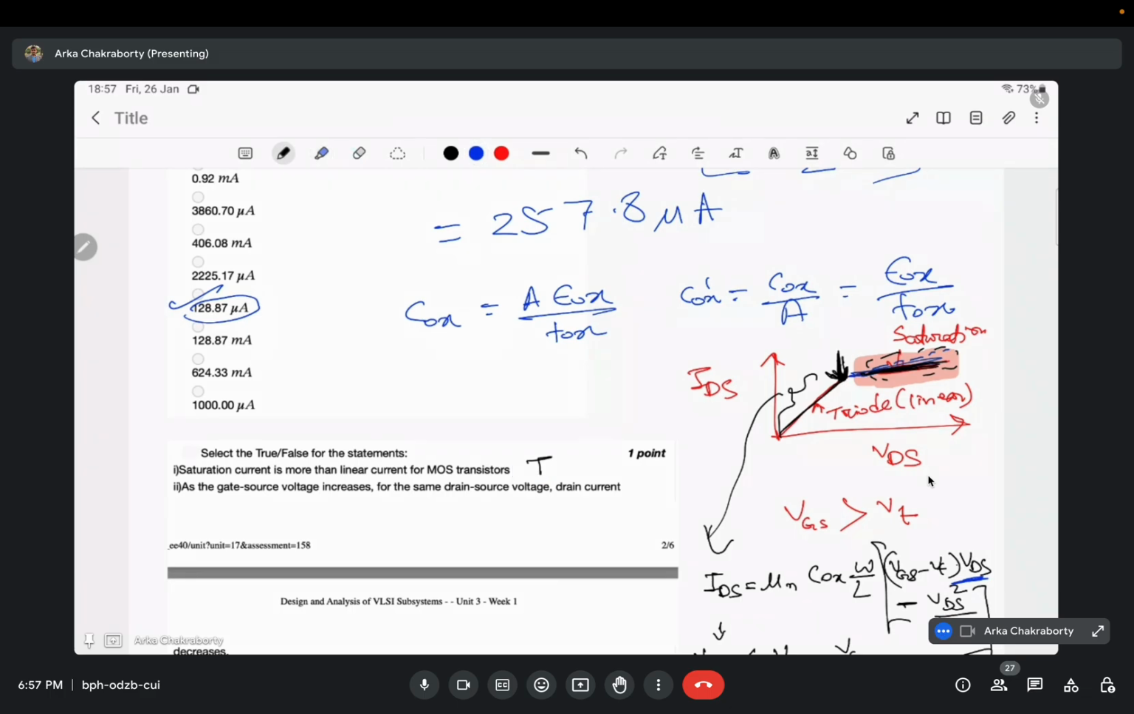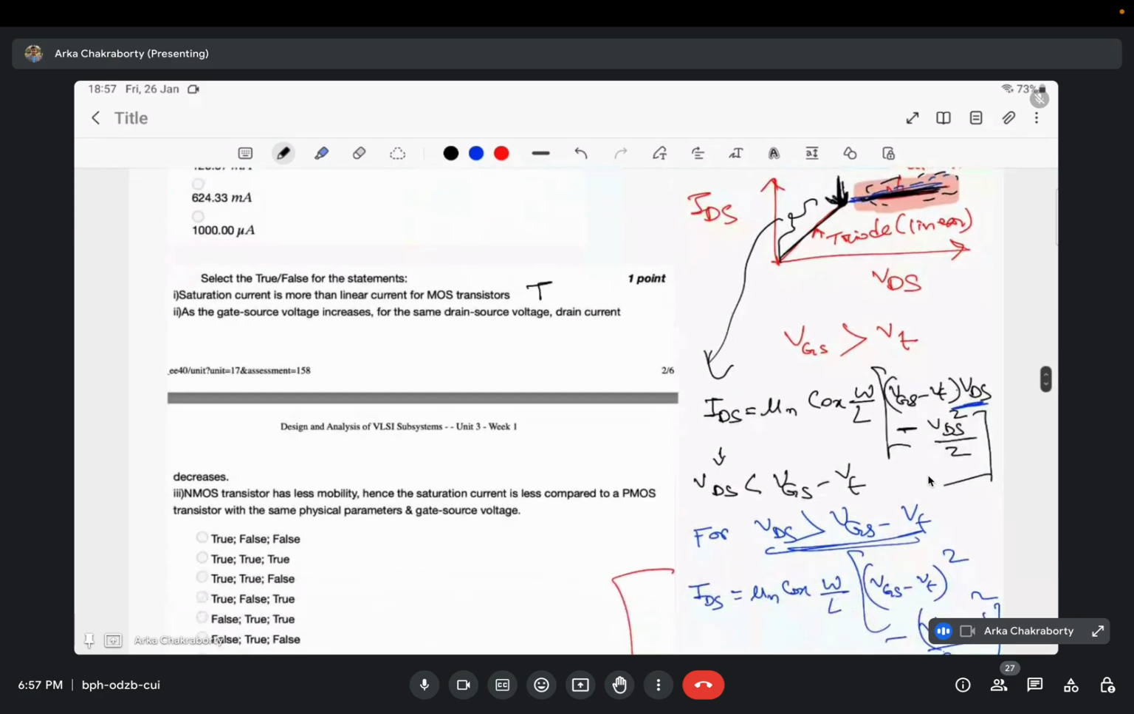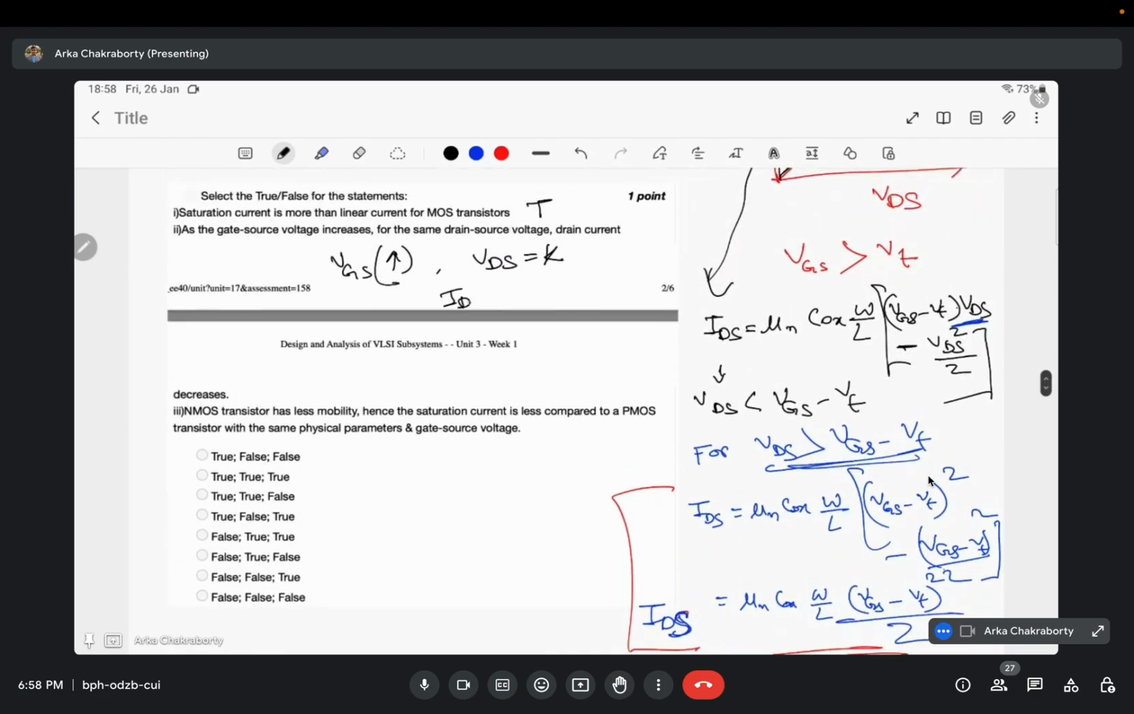As the gate source voltage increases for the same drain source voltage, drain current decreases. It is saying my gate source voltage is increasing while drain source is kept constant. So will drain current decrease? You can see in both conditions the current depends on VGS minus VT. In linear region it is linearly proportional, and in saturation region it is proportional to the square, to the power 2. So the statement that it will decrease is wrong because it will increase. So this one is false.